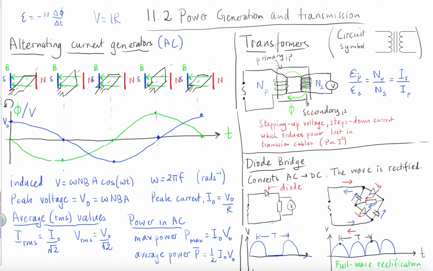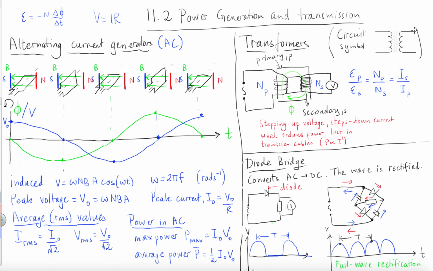By having a different ratio of coils in the secondary coil to the primary coil, we can either step up the voltage, therefore stepping down the current, or step down the voltage and therefore step up the current. The ratio of the number of turns in the primary coil to the number of turns in the secondary coil is equal to the ratio of the induced EMF in the primary coil divided by the induced EMF in the secondary coil, which is equal to the current in the secondary coil divided by the current in the primary coil.